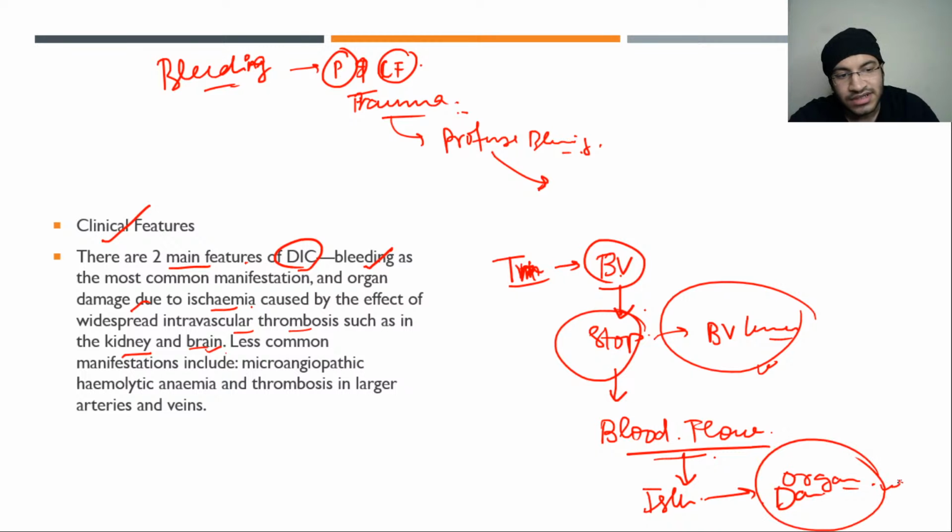And the most common organs affected are brain first of all, and kidney. And less common manifestations are microangiopathic hemolytic anemias, thrombosis in larger arteries and veins.